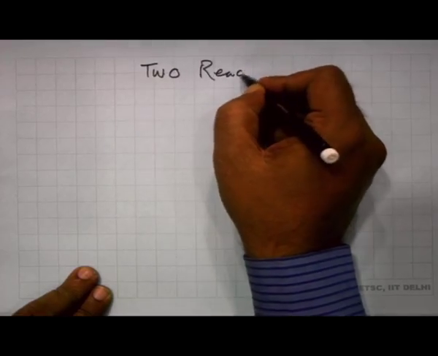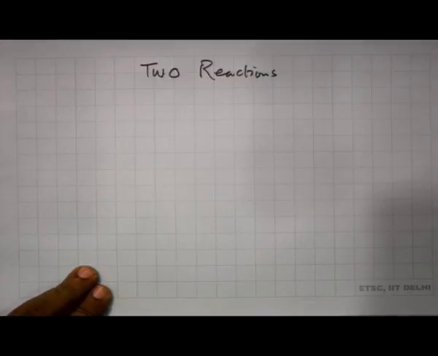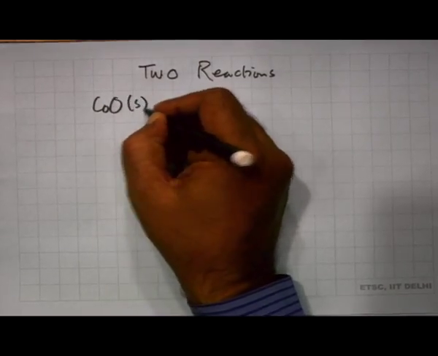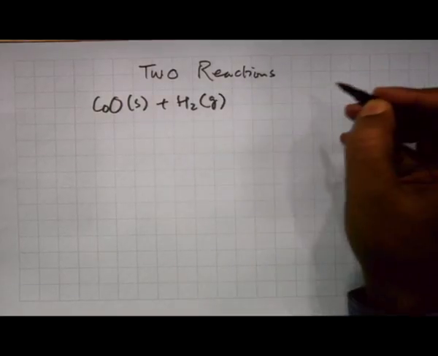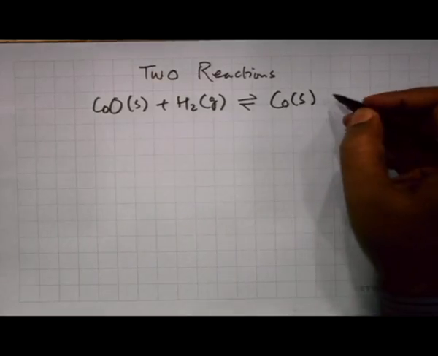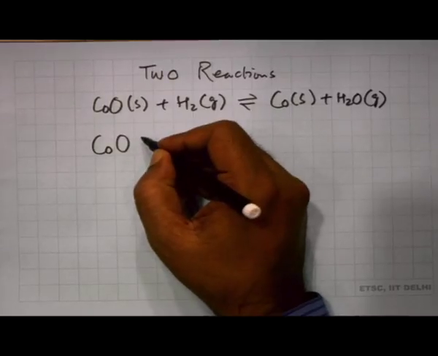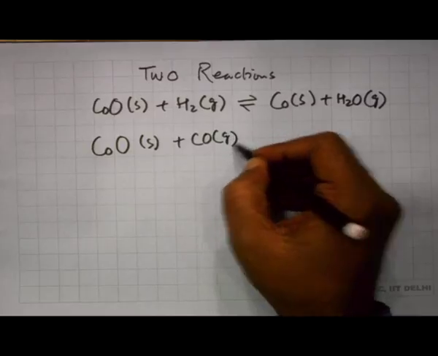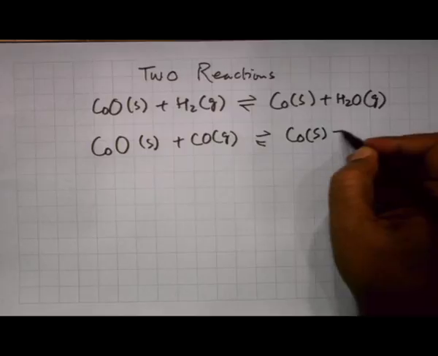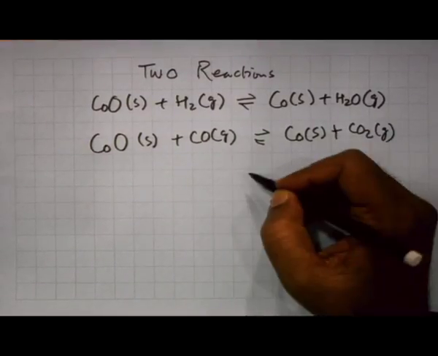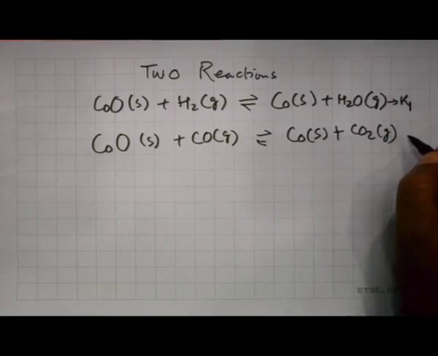Then we introduce the concept of reaction quotient. Before that, I will explain another thing: if we are given two reactions, for example, cobalt oxide solid plus H2 gas giving you cobalt in solid state plus H2O in gaseous state. And the other equation is cobalt oxide solid plus CO gas gives you cobalt solid plus CO2 gas. So, these are the two reactions, and suppose their equilibrium constants are K1 and K2.